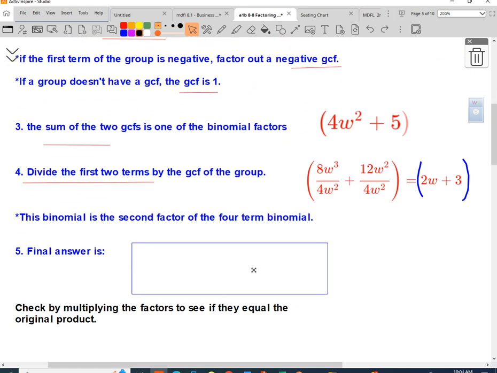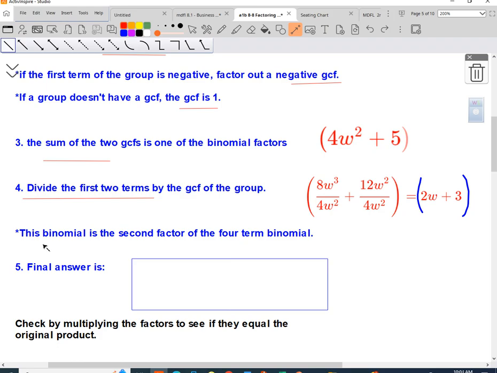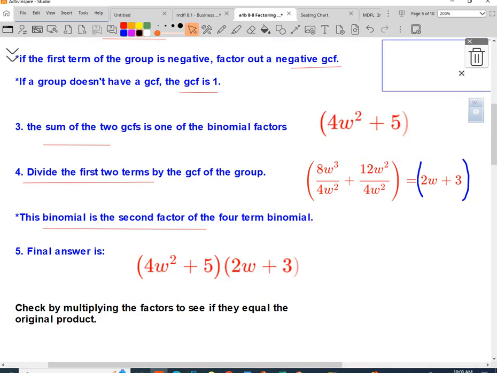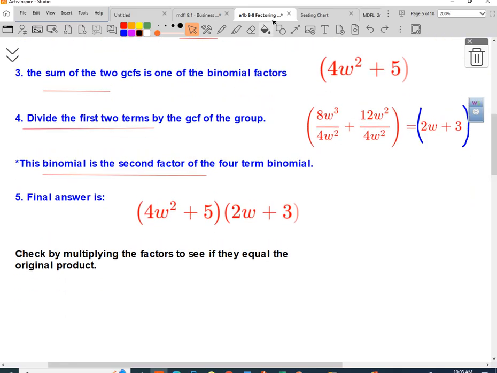So your final answer, I can't remember which part, but whatever part goes in the blank, fill that in. And so the answer to this problem would be the two factors written like the multiplication problem. 4w squared plus 5 times 2w plus 3. I'm going to show you how to check it. I'm not going to require you to check it.